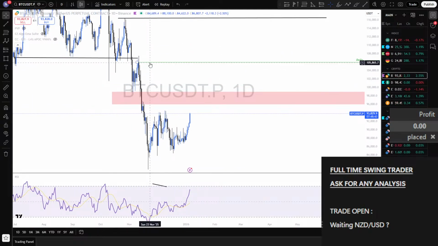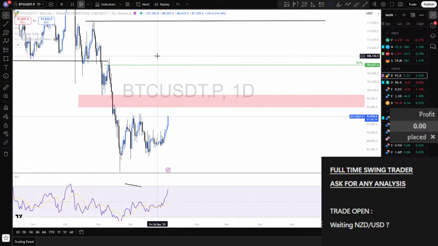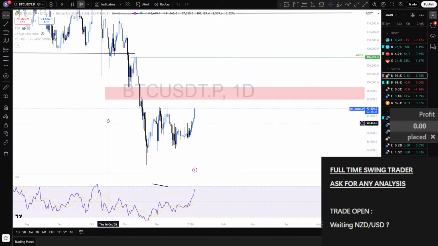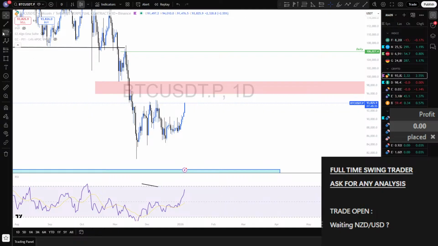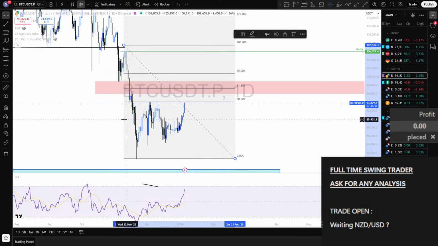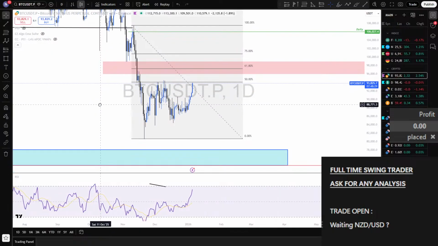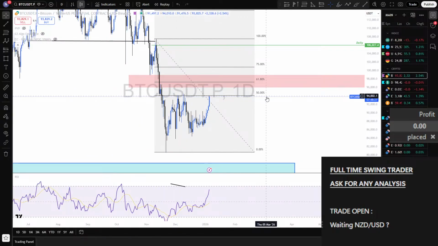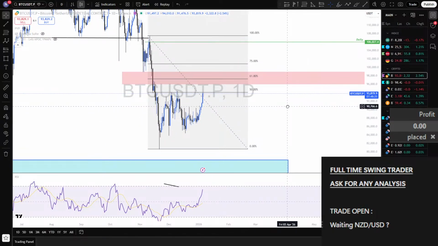We'll see. There's this daily level too here. I think in daily is in this. We'll see BTC. We'll see.